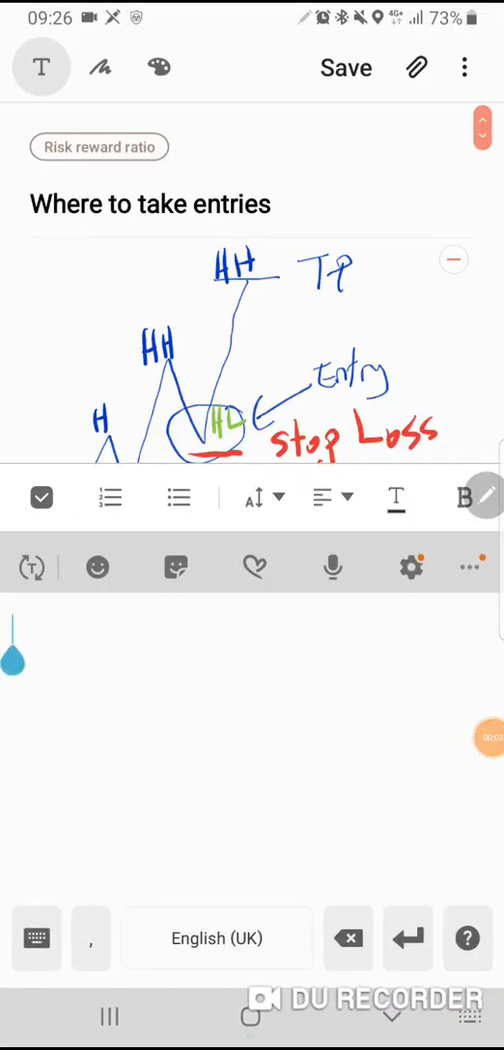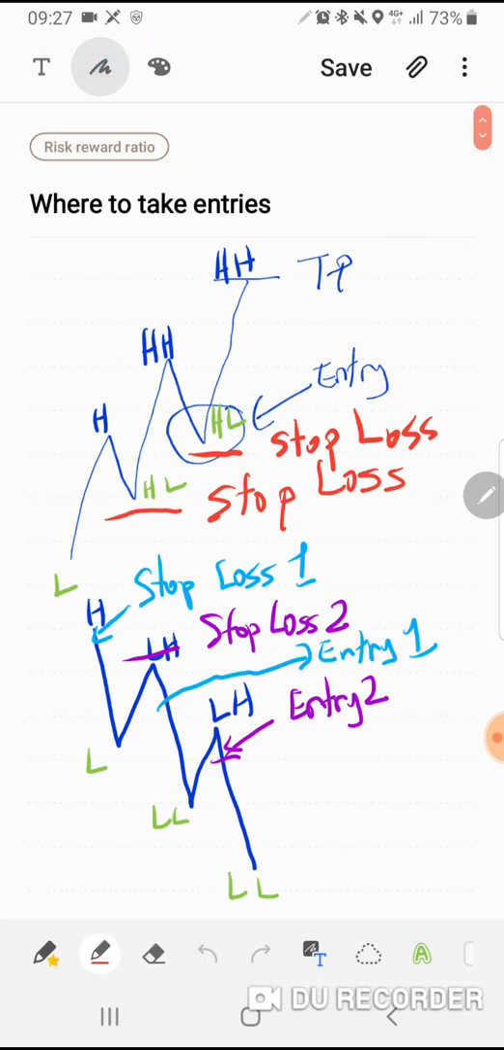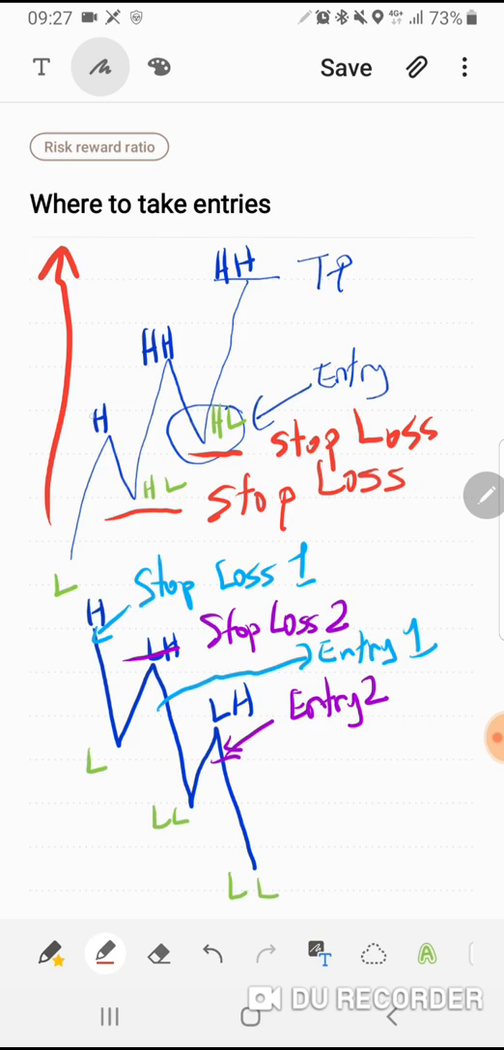Okay, today I want to talk about where you can actually put your entries and where you can put your stop loss, and then how to maximize your reward. As you can see here, normally in an uptrend, the market will be trending upwards somewhere here, making a high and a higher low, then a higher high, then a higher low, then a higher high.